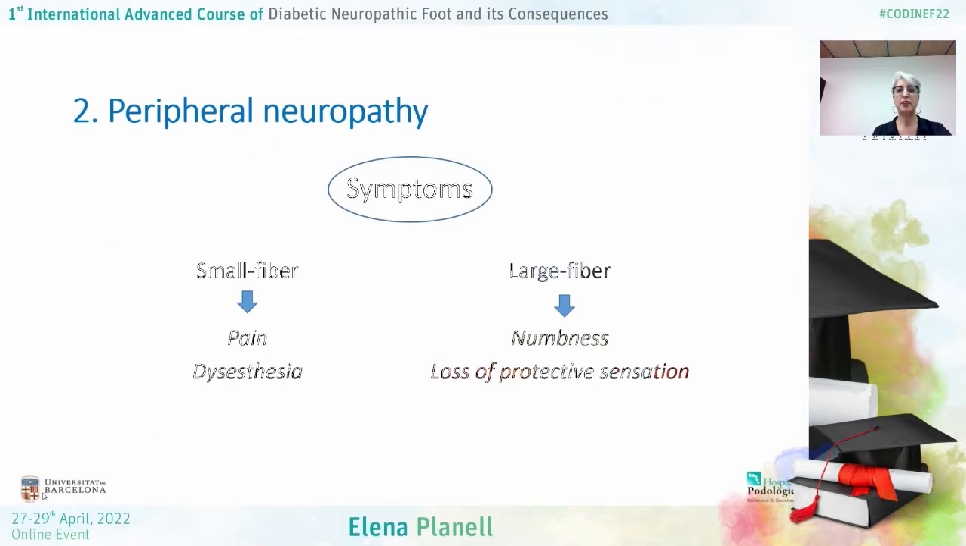Second, symptoms. In case of peripheral neuropathy, symptoms vary according to the type of sensory fibers involved. The most common early symptoms are induced by the involvement of small fibers and include pain and unpleasant sensations of burning and tingling. The involvement of large fibers may cause numbness and loss of protective sensation. LOPS indicates the presence of distal sensory motor polyneuropathy and is a risk factor for diabetic foot ulceration.